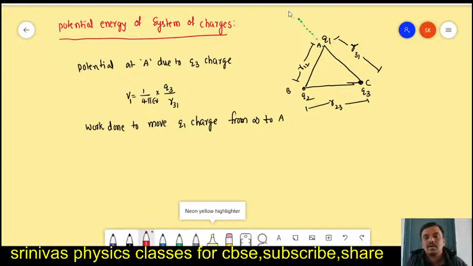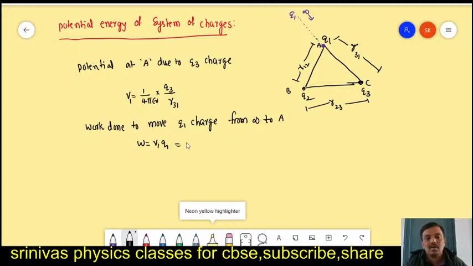This is the Q1 charge. Q1 charge, we are moving from infinite to this point. Then how much work we have to do here? That work done, this is at infinite distance. Infinite to here we are moving. Then work done formula is very simple: work done is potential into moved charge.